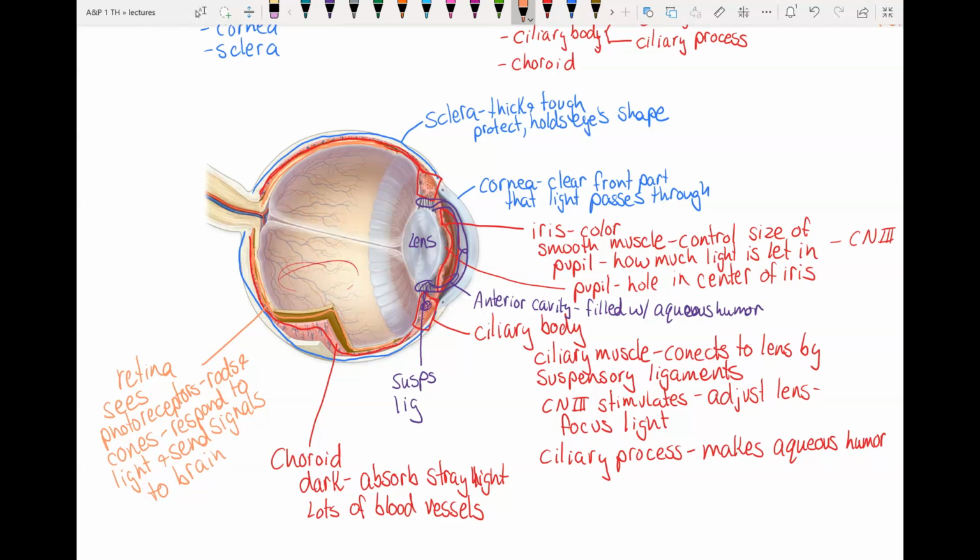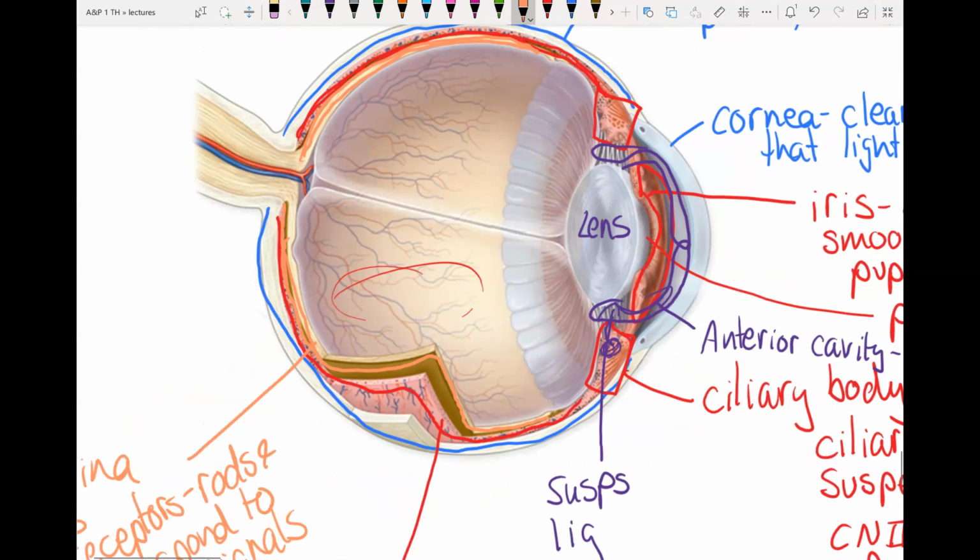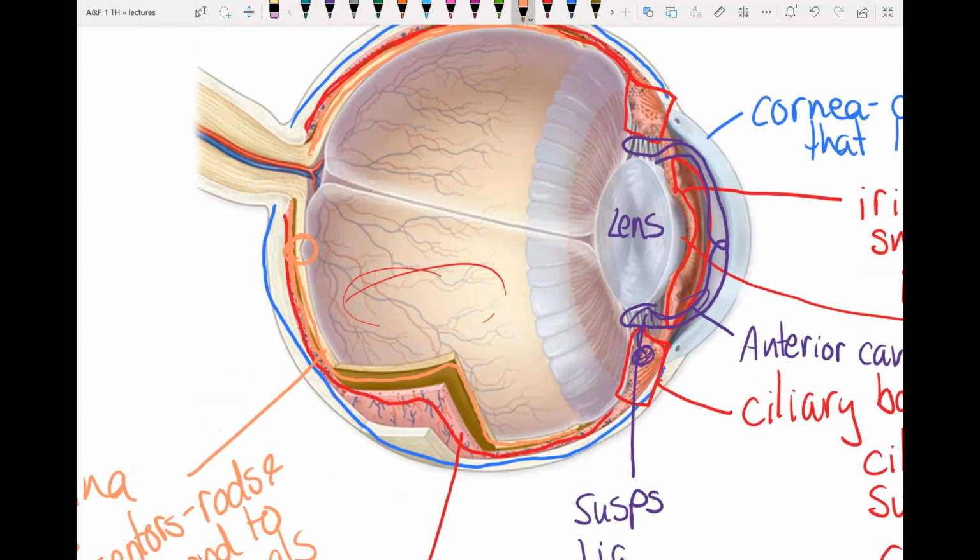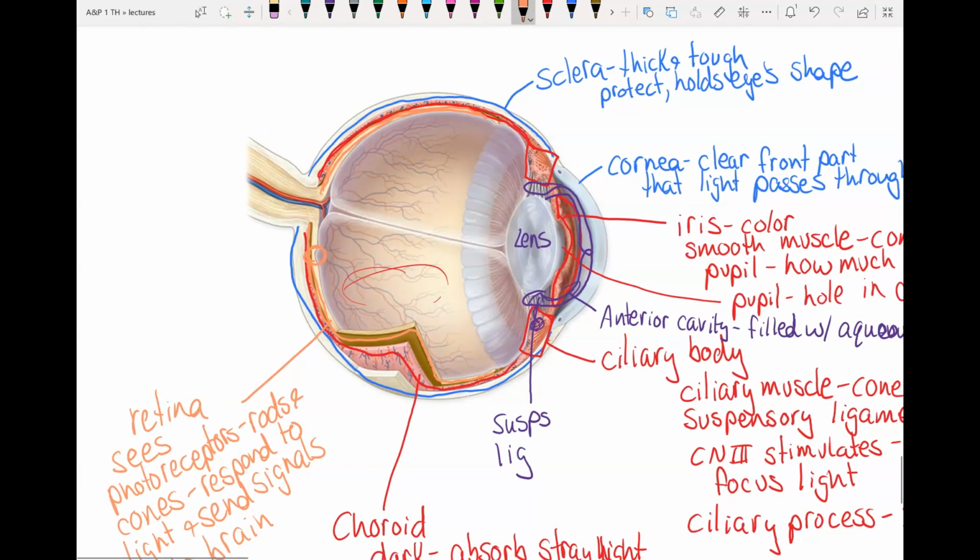There's a couple of special spots on the neural tunic to look at. If you look very closely right here, there's this little dent. That little dent is the fovea centralis. This area has lots of cones, and cones give you sharp, clear vision. So that spot is where you have your best vision. When you're reading, you use your fovea centralis because you have to be able to make out the letters.